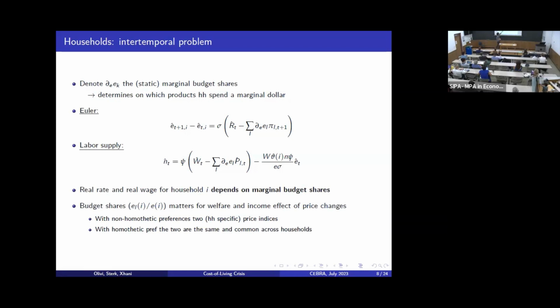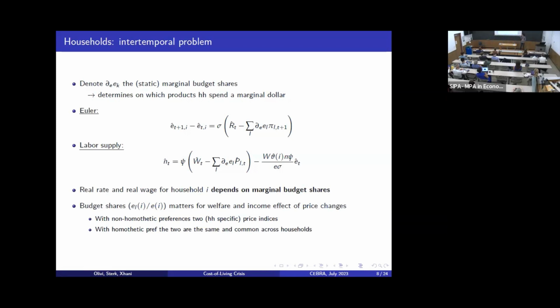Okay. So in addition, in the labor supply decision of the household, you have a wealth effect, which is going to be important at some point. And basically, the main thing is that low wealth households have a larger wealth effect. When you change the wage of low wealth households, they're going to change their labor supply by less. Okay. So the important thing with non-homothetic preferences is that you have two price indices that matter for the household. You have those marginal budget shares that determine the real interest rate and the real wage. And you have the standard budget shares that are going to determine the welfare impact of price changes on the household.